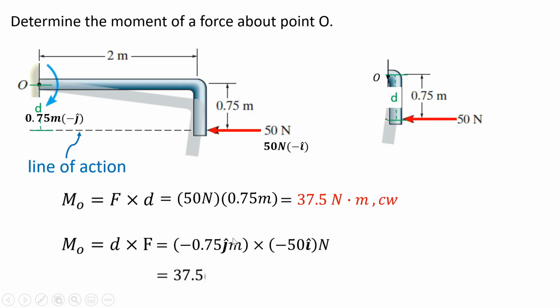For the product of the direction, our thumb should be pointing upward, so that is positive j, and our four fingers pointing on positive x, so that is negative k. So our palm is facing negative k. So the answer here is 37.5 negative k hat, or negative 37.5 k hat Newton meter.